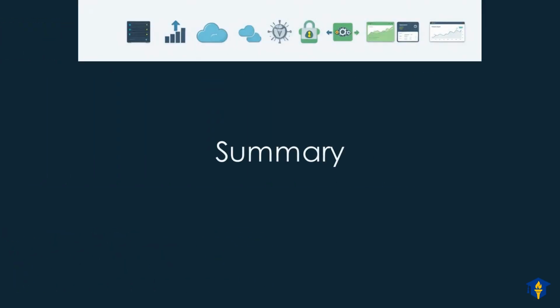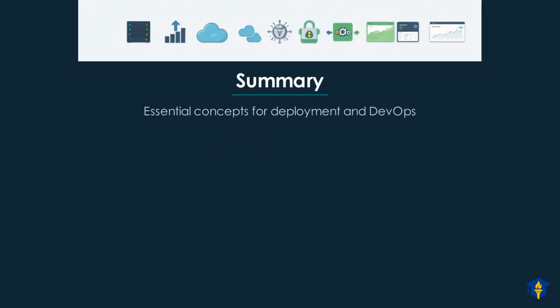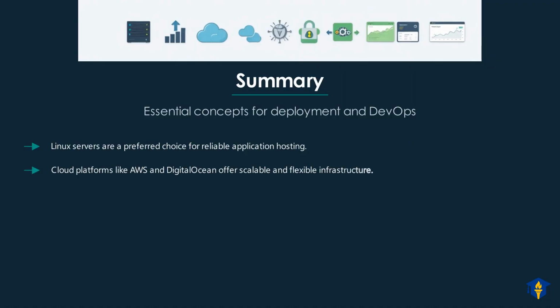To summarize, we have covered essential concepts for successful deployment and DevOps practices. These takeaways highlight the crucial elements for building and maintaining robust applications. Linux servers are indeed a preferred choice, providing reliable and stable application hosting environments. Cloud platforms like AWS and DigitalOcean offer infrastructure that is both scalable and flexible.